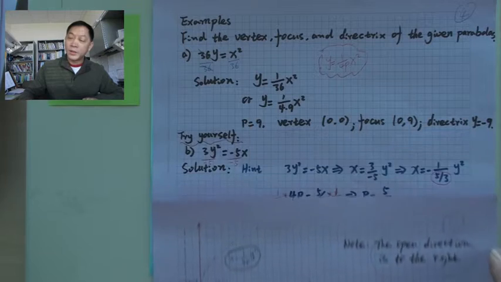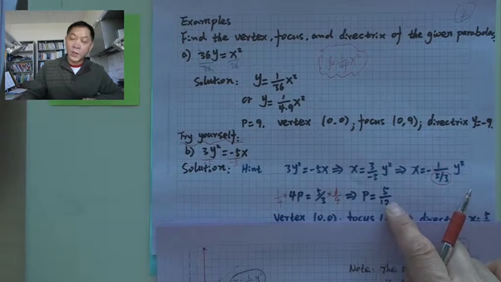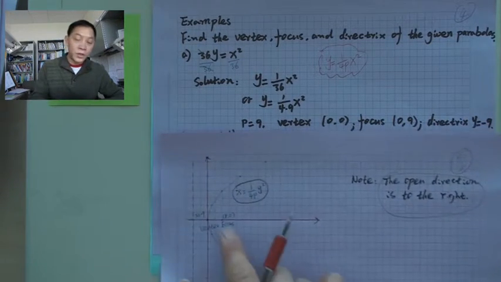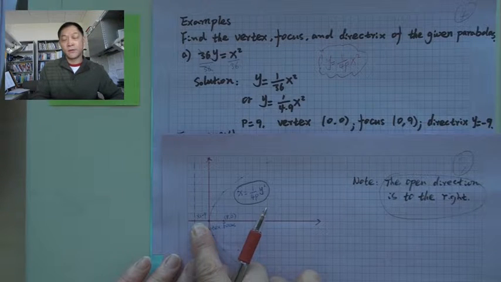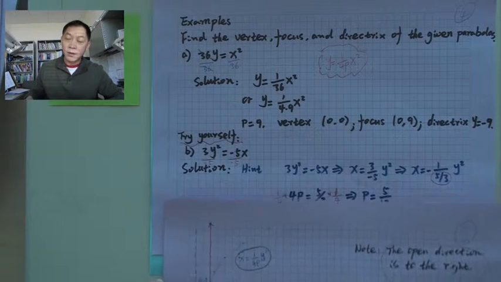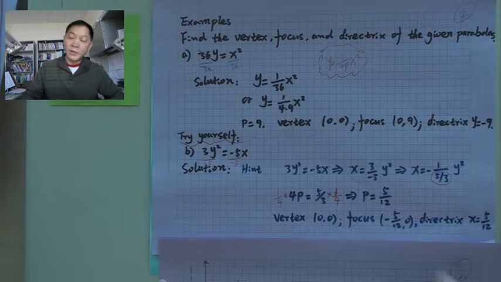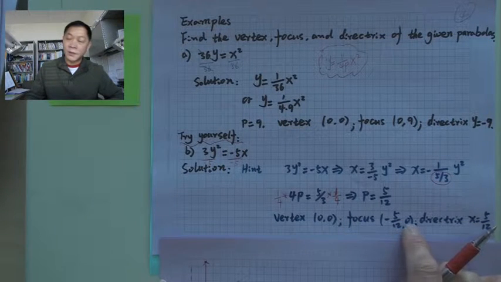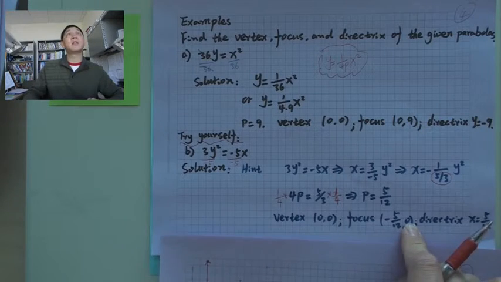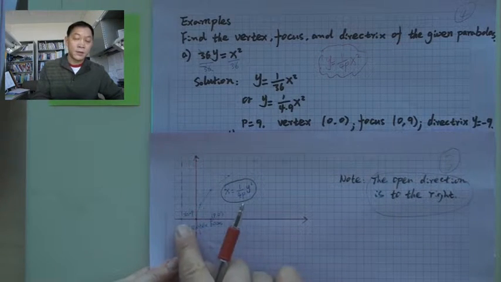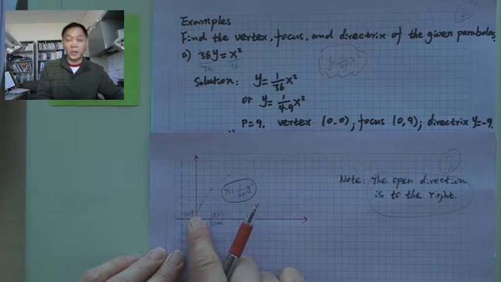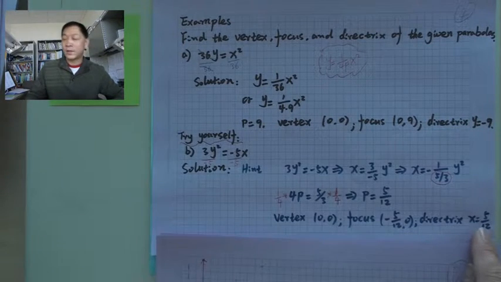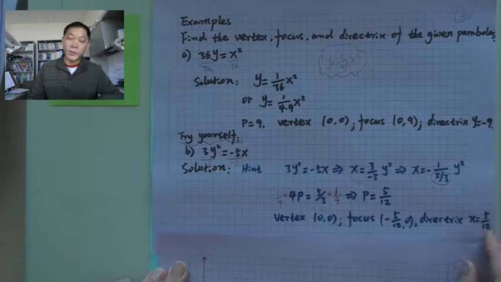We have p as this value, 5 over 12. So all you need to do is switch this point to the left. And then that will be -5 over 12. Then you have a 0. So you then have -5 over 12, 0. And the directrix has to be on the right. The directrix will have x equals +p for this case. So x equals 5 over 12.